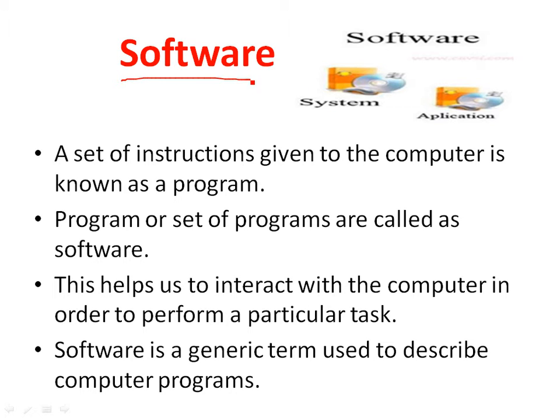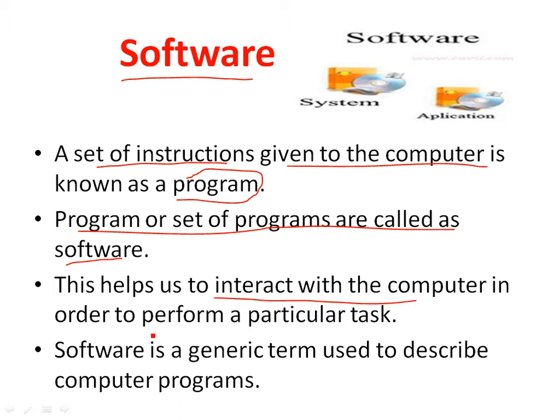Move to the software section. So software is nothing but a set of instructions which are given to a computer, and that is known as a program. A program is made by a number of statements which pass through instructions. So a program or a set of programs is called software. It helps us interact with our system in order to perform a particular task.